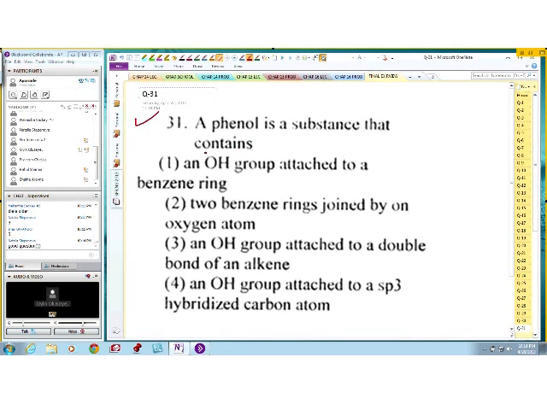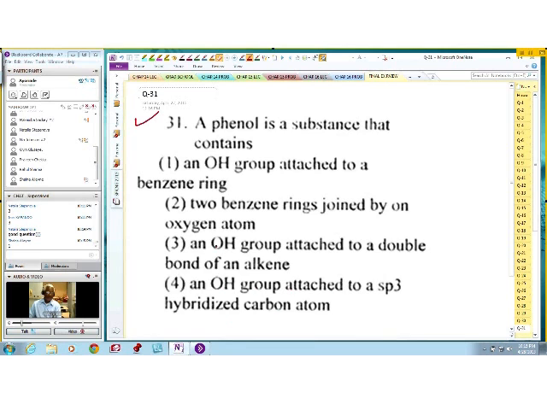A phenol is a substance that contains an OH group attached to a benzene ring, two benzene rings joined by an oxygen atom, an OH group attached to a double bond of an alkene, or an OH group attached to an sp3 hybridized carbon.